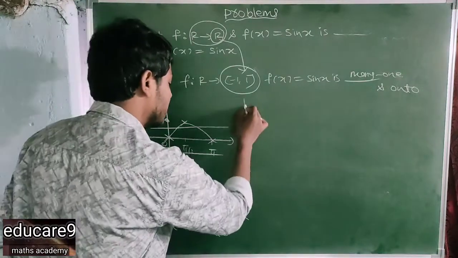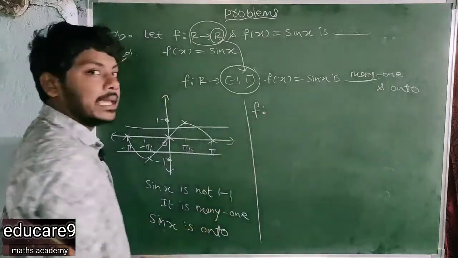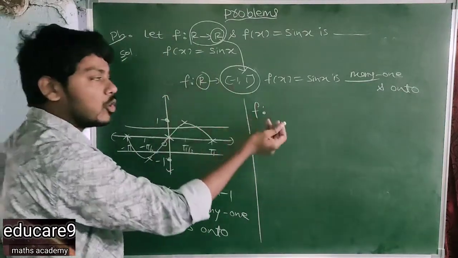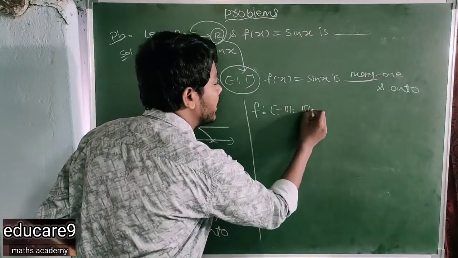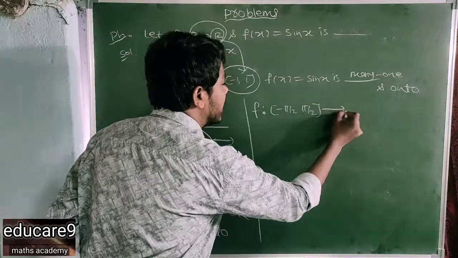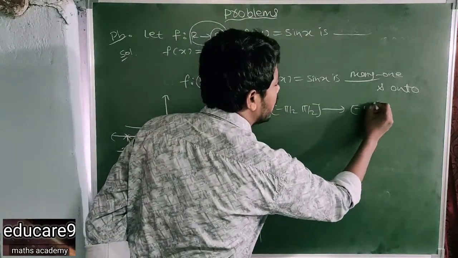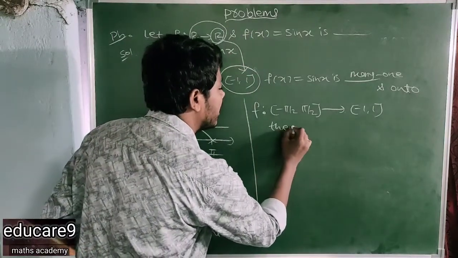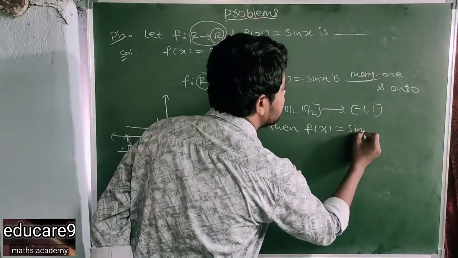Now again restrict the domain from R to minus pi by 2 to pi by 2. See here, f from, again you can restrict the domain from R to minus pi by 2 to pi by 2, and the codomain here also minus 1 to 1. So in this case, f of x is equal to sin x is.